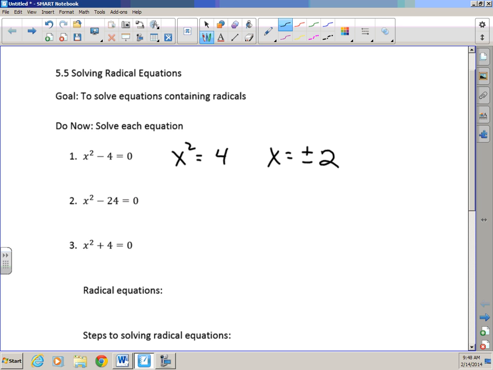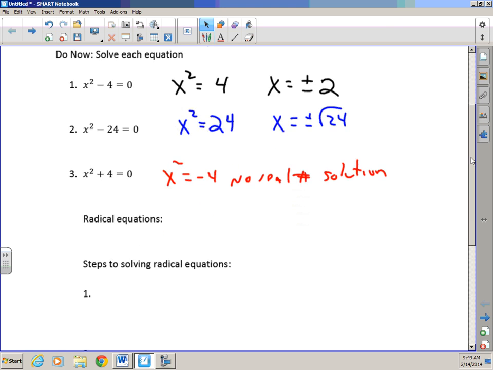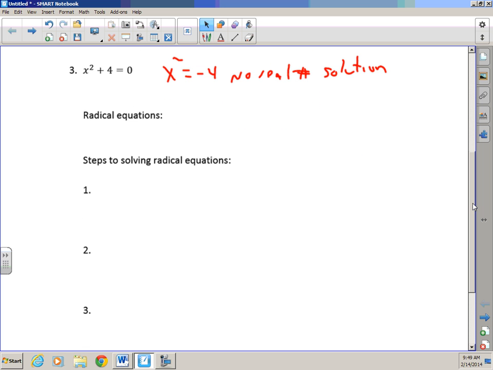Right? The second one, you would notice that that's something you cannot solve by using dots, which you could do with the first one. So you get x is plus or minus radical 24, which is approximately 4.9. And then hopefully you'll see in the next one that when you isolate and you get x squared equals negative 4, that there's no real number solution. Okay? Now, what we're going to do today is solve when the radical has a variable contained in it.